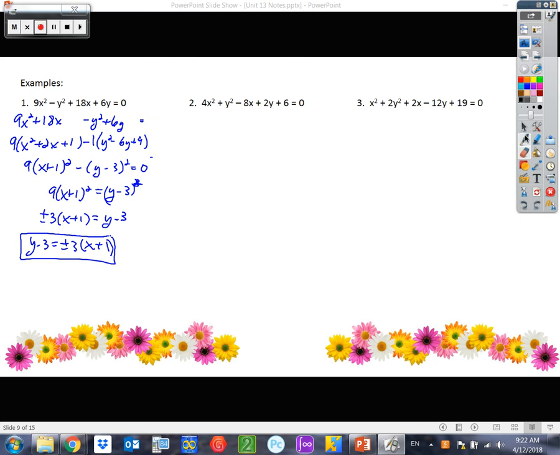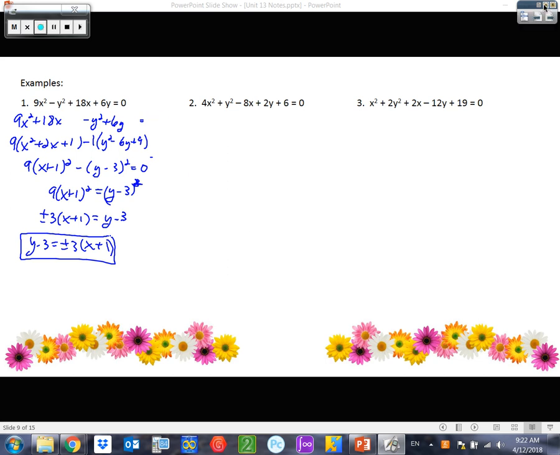Okay. So let's work on the next one. This looks like it's going to be an ellipse. Do we recognize that? We have an x squared and a y squared, and the coefficients are different. That means it looks like it's going to be an ellipse. Let's see what happens. So we're going to do the same thing we always do. We're going to group the x's together. Then we're going to group the y's together. Move the constant over. Okay. The x's, it looks like we need to factor out a 4.